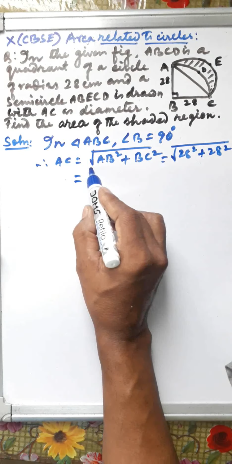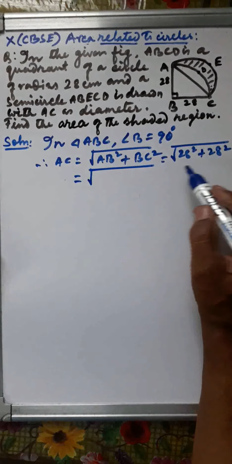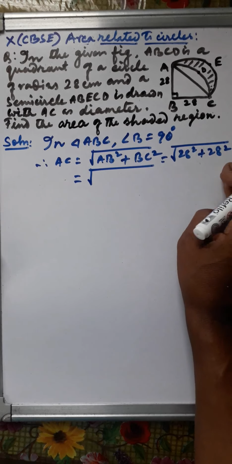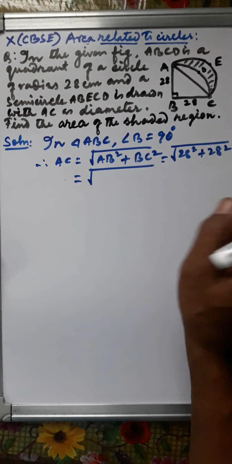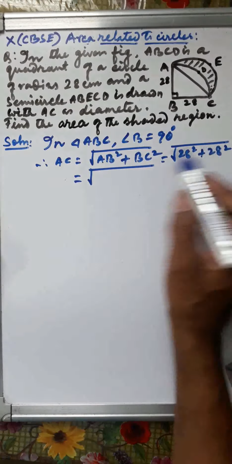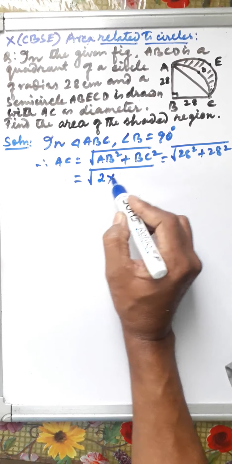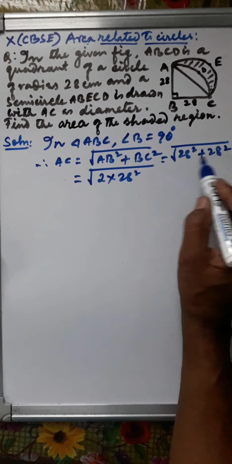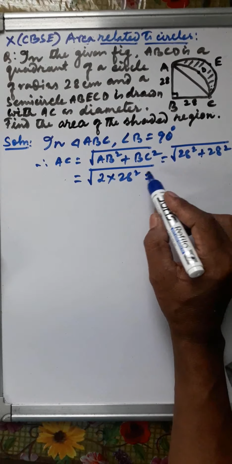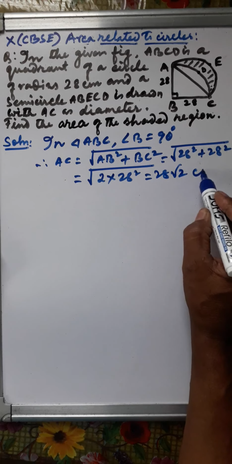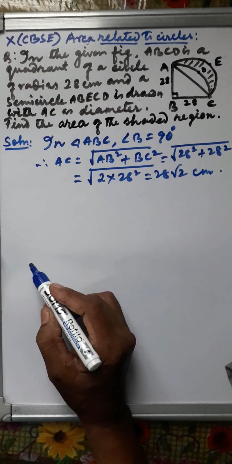Now students, I am giving you a tip over here. Don't try to find 28 square and 28 square and add them and then find the value of this. But you can use this one, 2 into 28 square, because a plus a is 2a. Now the square root gives 28 root 2. This is your length of AC.